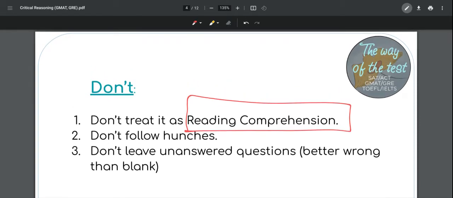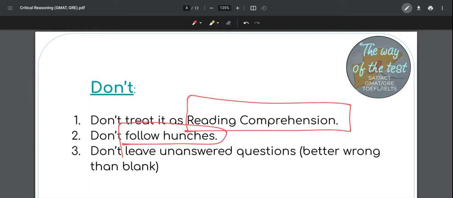completely different question type. Another thing you don't want to do, you don't want to follow hunches. So maybe you're a pretty rational person and usually you're right in your day-to-day life, but you still want to back up every single conclusion that you make, okay? Every single conclusion has to have a logical reasoning to it. So you cannot just follow hunches and mark an answer just because it feels right or it feels reasonable, okay? The feeling is not a reason.